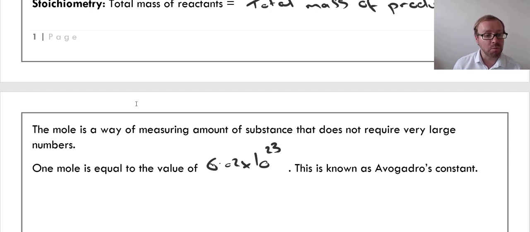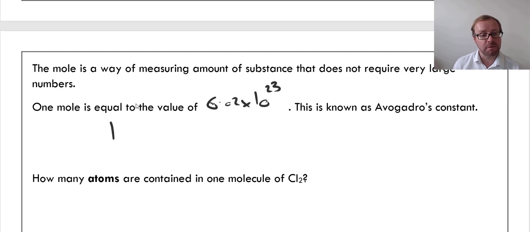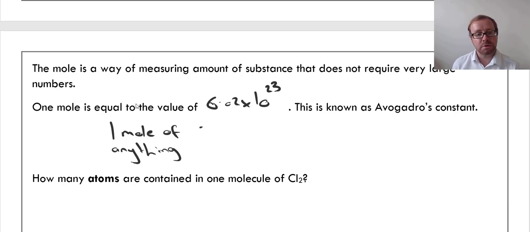So we can say that 1 mole of anything is equal to 6.02 times 10 to the 23. So I'm talking about anything. So I could say we have 1 mole of sodium atoms. It would equal 6.02 times 10 to the 23. I could also say how many elephants are in 1 mole of elephants, and it would equal 6.02 times 10 to the 23.